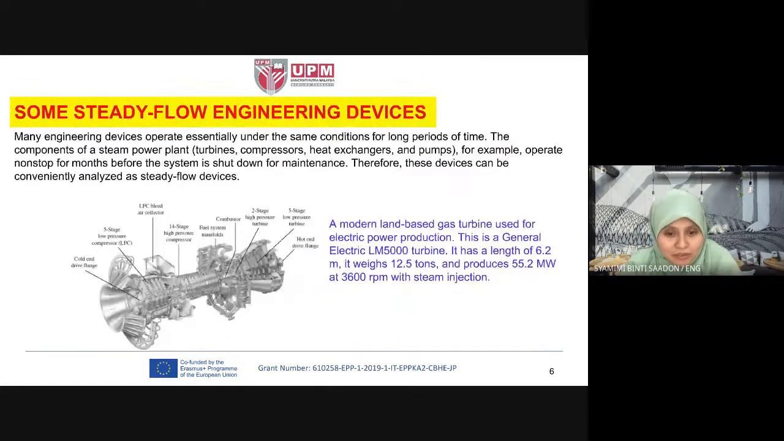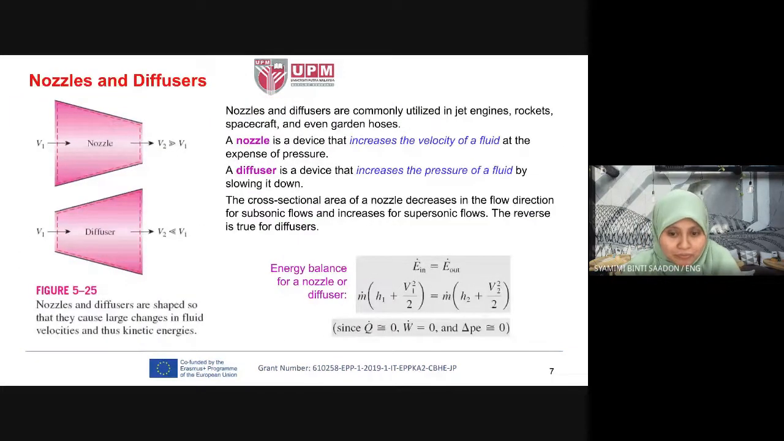So back to this, the energy balance for a nozzle and diffuser. Do we have heat transfer along the nozzle and diffuser? No.